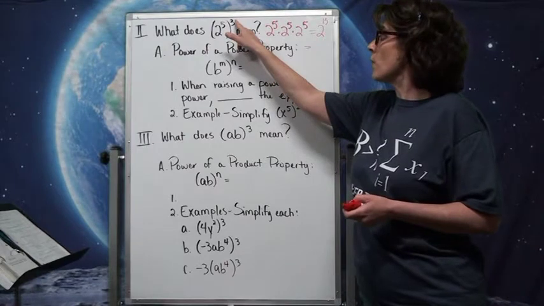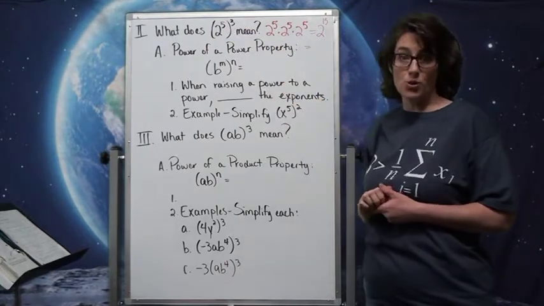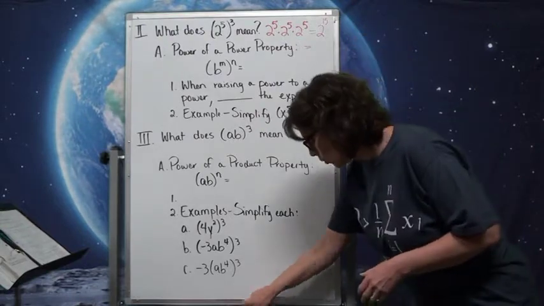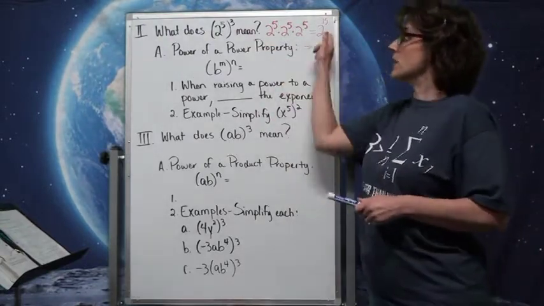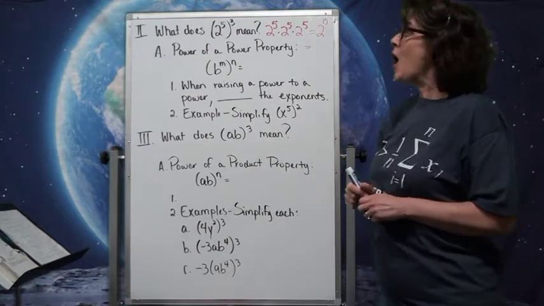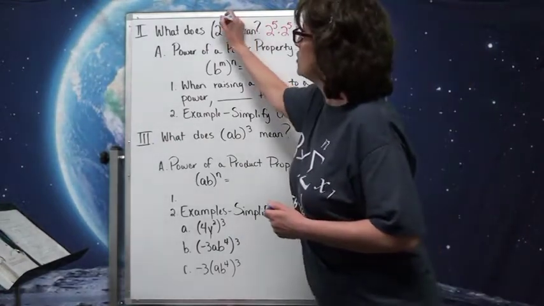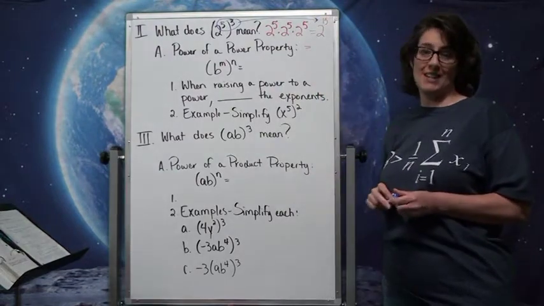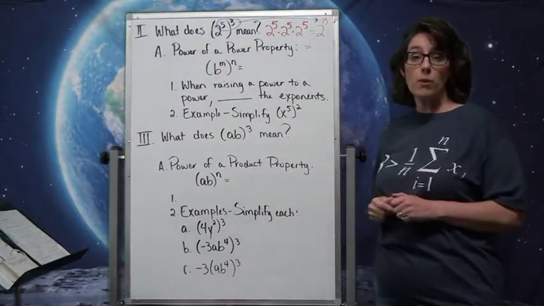I do not want to write out 33 of these 2 to the 5ths. So instead of having to do that, I need a shortcut. I need a rule that's going to get me from here to here in one quick step. Hopefully you're noticing that if I just take a 5 and a 3 and I multiply them together, that will get me to a 15. And that's what my power of a power property says.